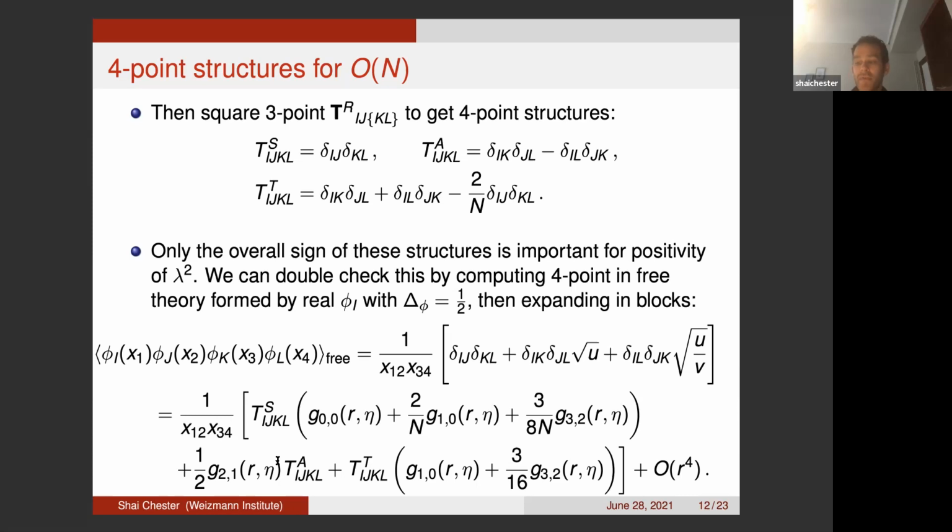And for these lecture notes, I've just chosen what I think is the simplest normalization, such that you just want to get positive signs everywhere. Great. And so this has been a very nice check.